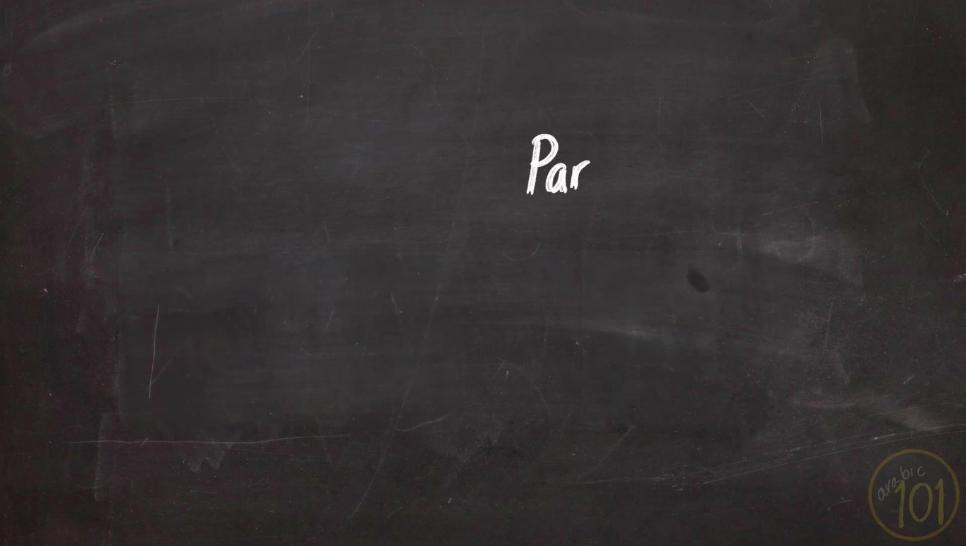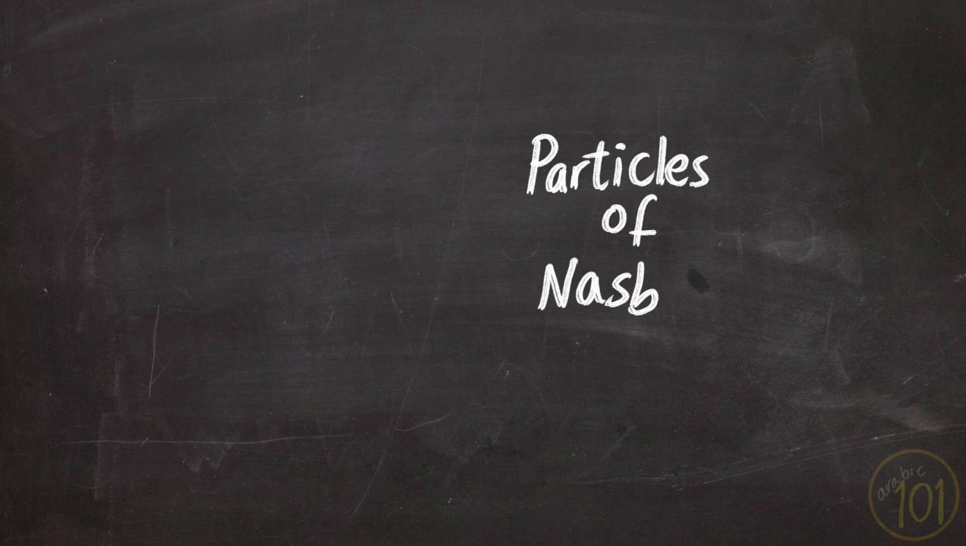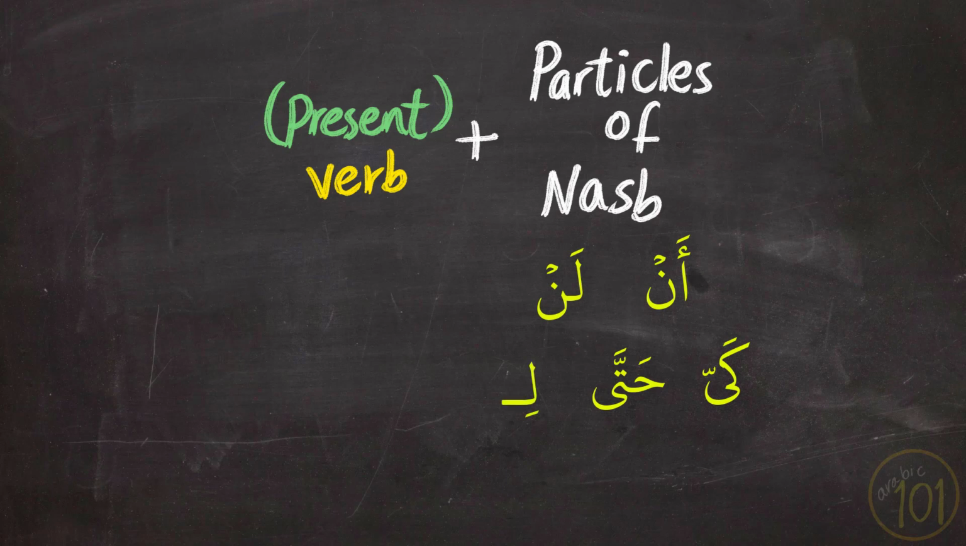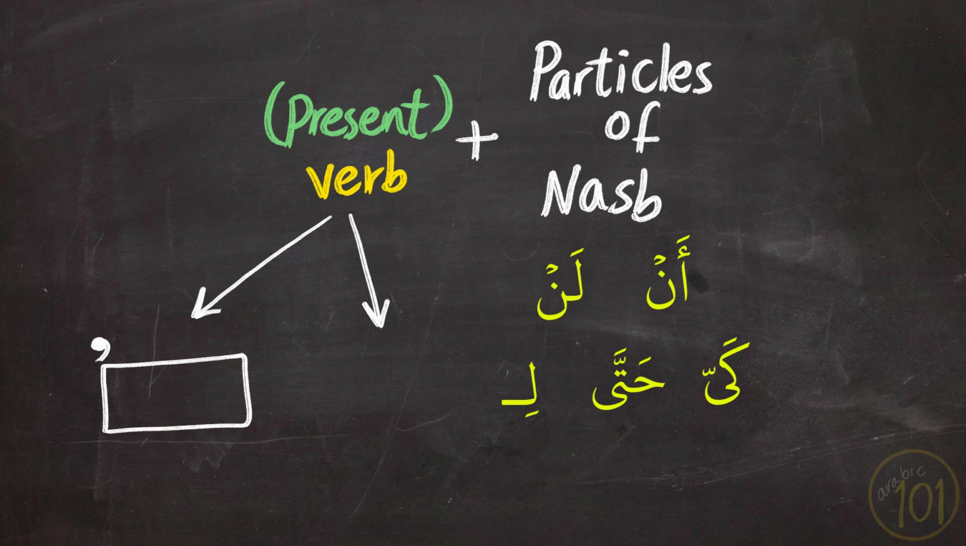So in conclusion, the particles of nasb that are used before verbs are 5. An, len, kay, hatta, and lam al-ta'lil. They turn the ending of the present verb from dhamma into fatha, and the plural and dual verbs ending with noon will lose their noon at the end of the verb.